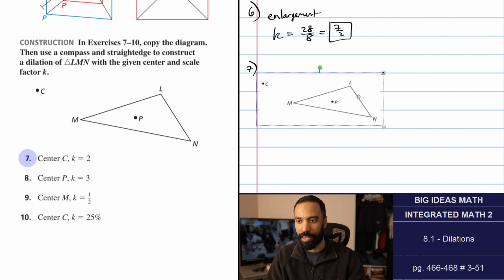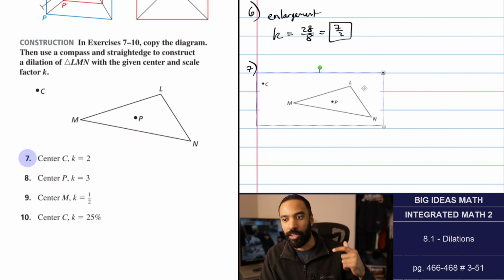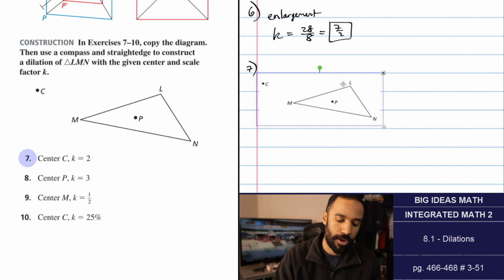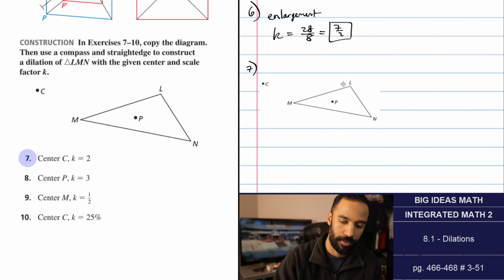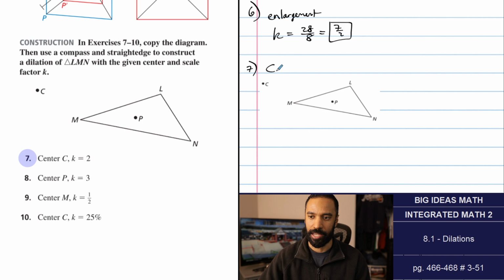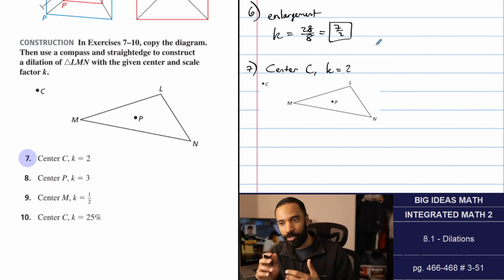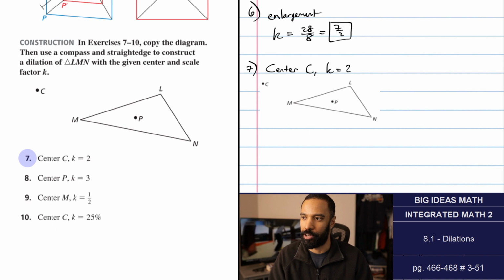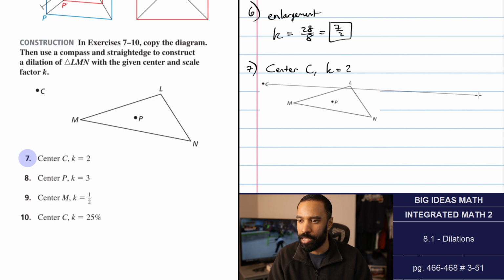So on number 7, I need to enlarge, and I hope this is small enough. I need to enlarge this. I know this because K is 2. So K equals 2, center C, and K equals 2. I need to double the lengths of everything on here. So the first thing I'm going to do is draw lines outward, and I'll go ahead and kind of fade it. But I'm going to draw lines outward from C through L.